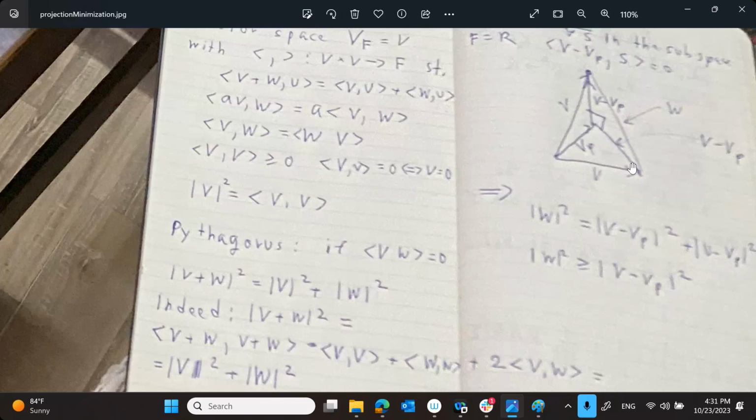So the length of this vector is bigger than the length of this vector, which is what I wanted, basically. V minus Vp is this vector. So you see that I don't need the drawing anymore.